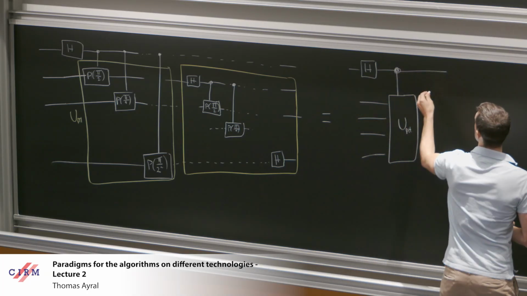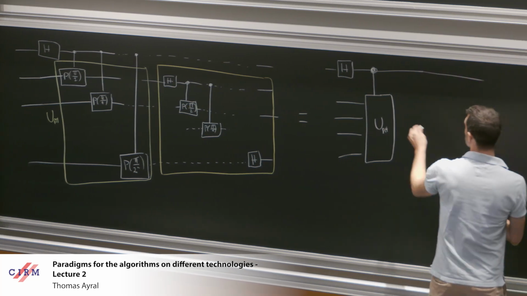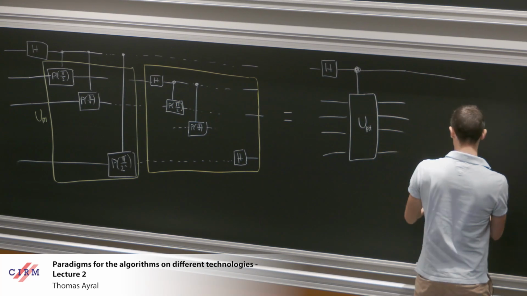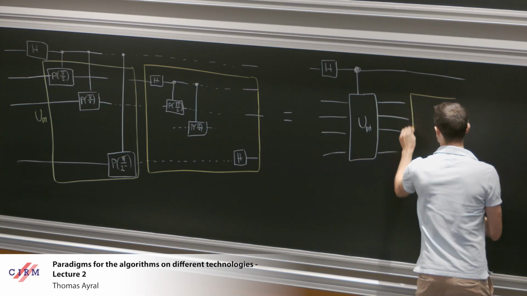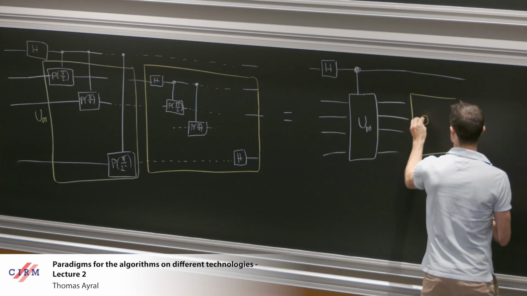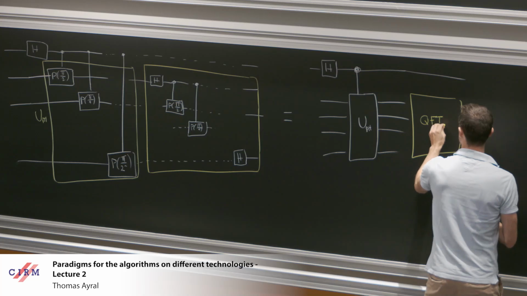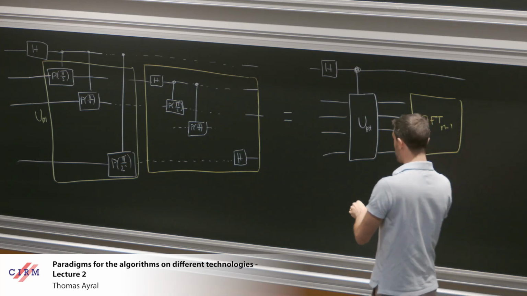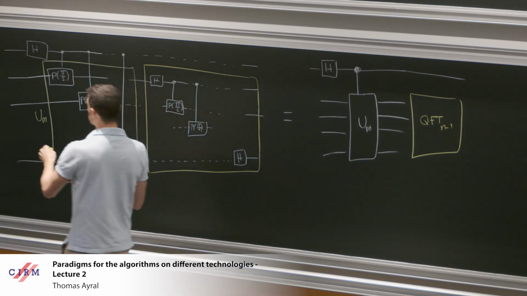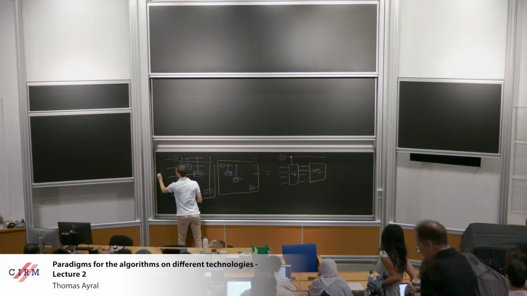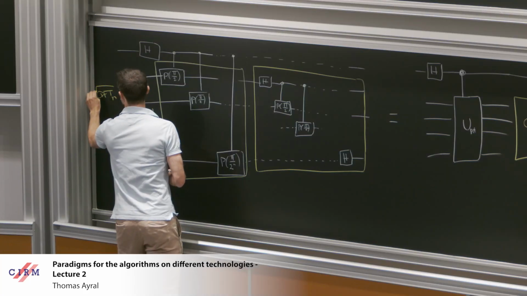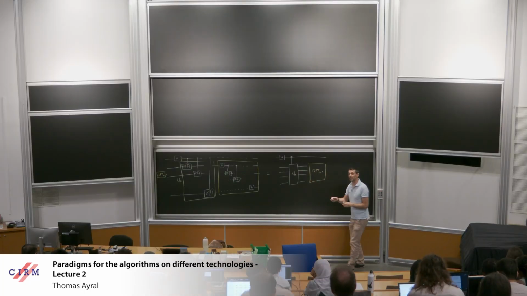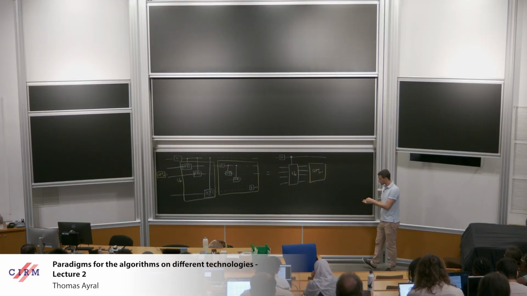And then this qubit stays unchanged. And all the rest, then you apply the block here, which I'm going to call QFT n-1. So in other words, what you see is that QFT on n qubits, which is this here, equals this circuit here.